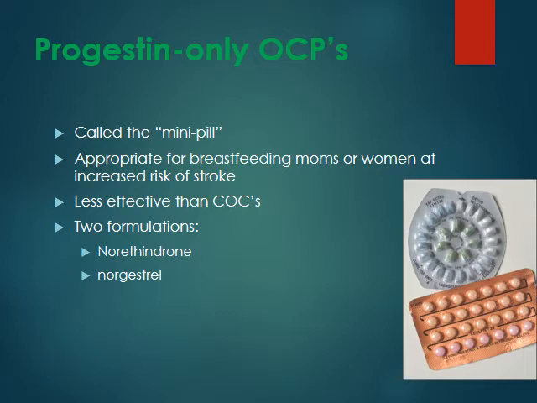Progesterone-only pills, called a mini pill, are appropriate, as I said, for breastfeeding moms or women who are at increased risk of stroke. It doesn't have the estrogen in them, so they can take these. They are a little bit less effective than the combined oral contraceptives, but it's still pretty effective. There are 2 types of progestins: norethindrone and norgestrel. Again, trial and error. Which one does each person respond to best? These, again, you never go off for a week. Every pill is a progesterone pill.